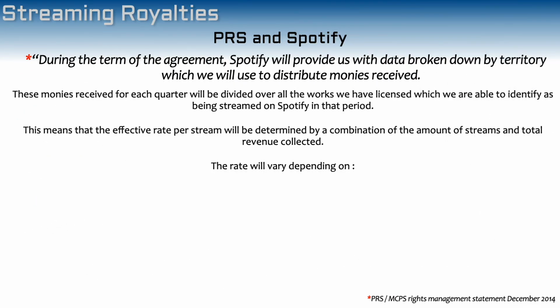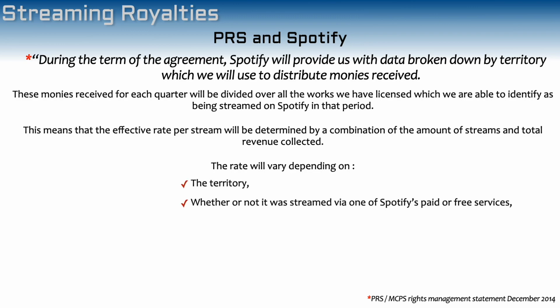Quote, "During the term of the agreement, Spotify will provide us with data broken down by territory, which we will use to distribute monies received. These monies received for each quarter will be divided over all the works we have licensed, which we are able to identify as being streamed on Spotify in that period. This means that the effective rate per stream will be determined by a combination of the amount of streams and total revenue collected. The rate will vary depending on the territory, whether or not it was streamed via one of Spotify's paid or free services, and will vary from quarter to quarter.